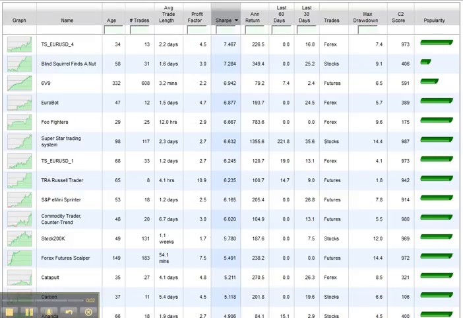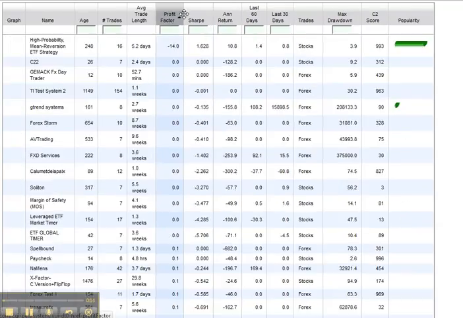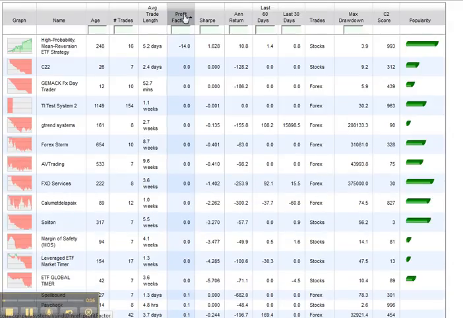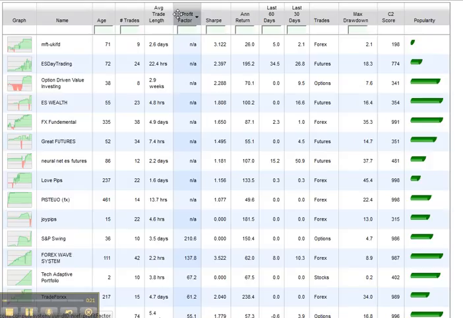Hi, so in the next video we're up to now, we're going to have a look at the next column, which is this one here, the profit factor. Now I'll click on that to highlight it. The profit factor, let me just sort them in the other order.